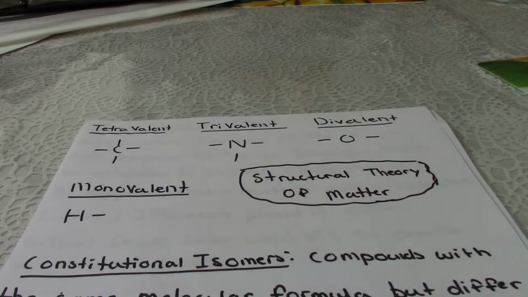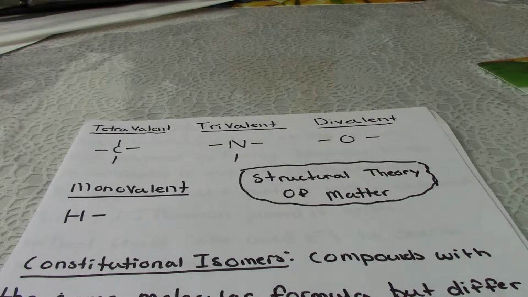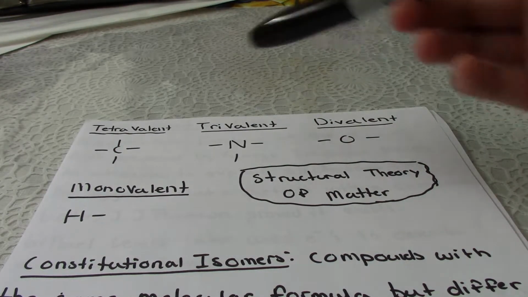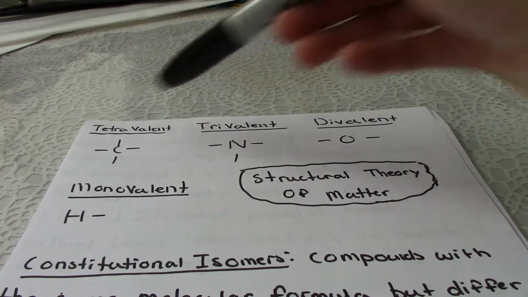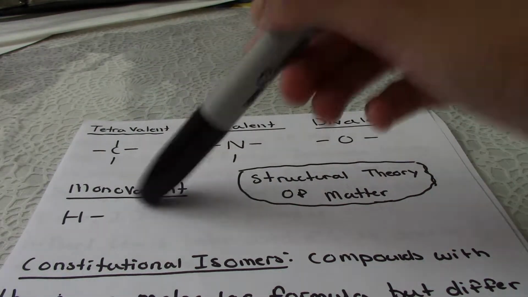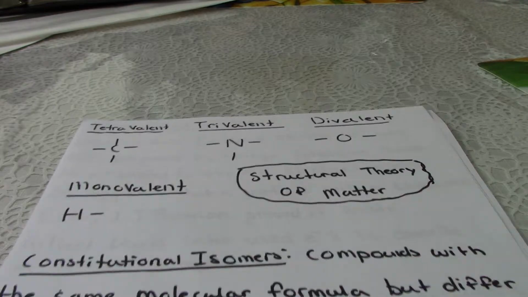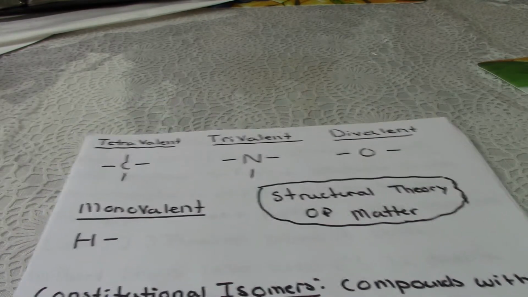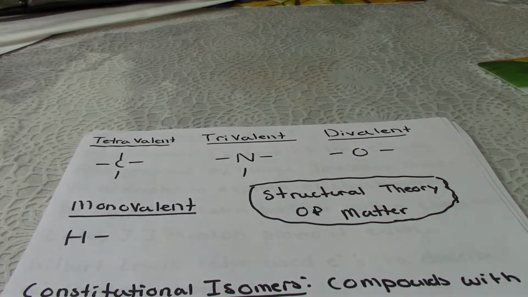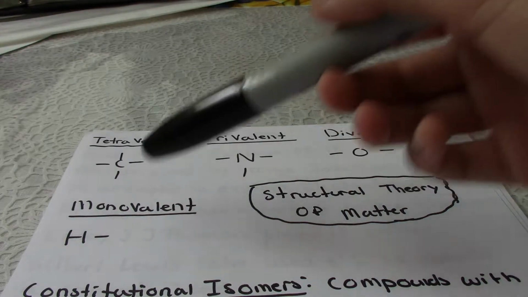So basically, I'd like to begin my review of general chemistry with something called the structural theory of matter. Now, the structural theory of matter, what the key importance that I want to really talk about is something called these definitions up here. So tetravalent, trivalent, divalent, monovalent, what that is, what it means, and then something called constitutional isomers. So before we start, I'd like to talk about what these words up here mean and these kind of pictures that I've drawn.